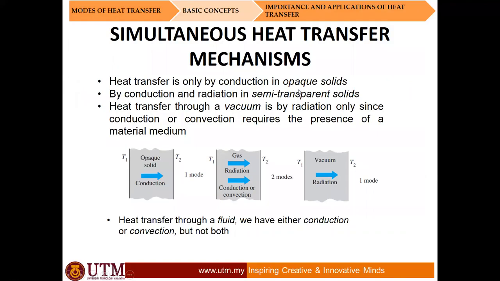All right. So, simultaneous heat transfer mechanisms. Heat transfer is only by conduction in an opaque solid. So what is an opaque solid? An opaque solid is a material or solid that light cannot pass through. By conduction and radiation in a semi-transparent solid. So the heat transfer is only by conduction in an opaque solid, by conduction and radiation in a semi-transparent solid, and heat transfer to a vacuum is only by radiation, since conduction or convection requires the presence of a material medium.